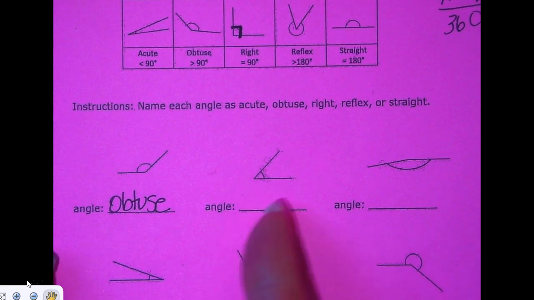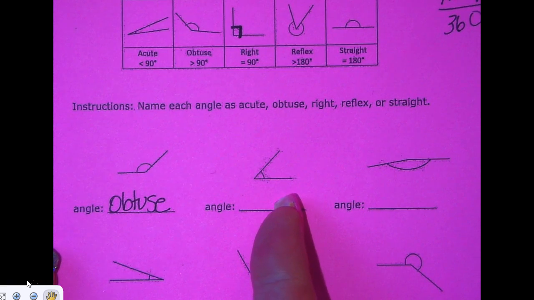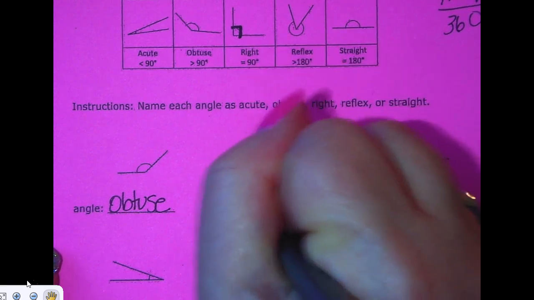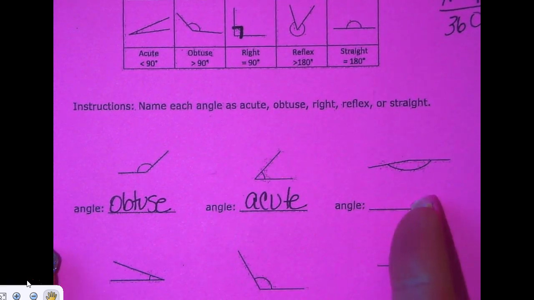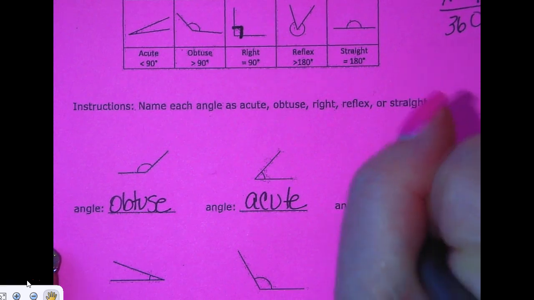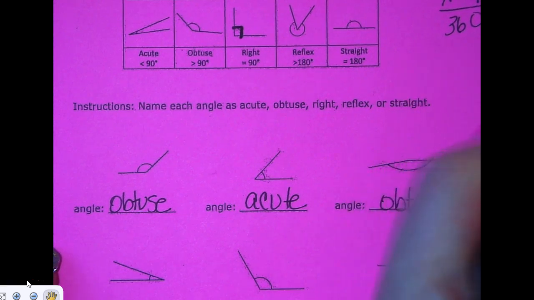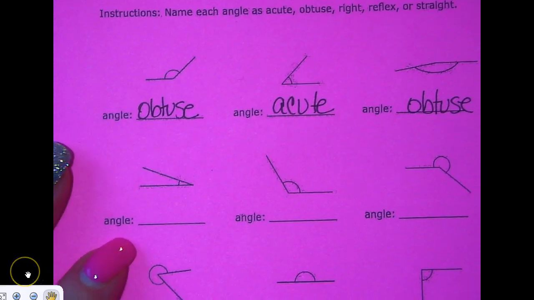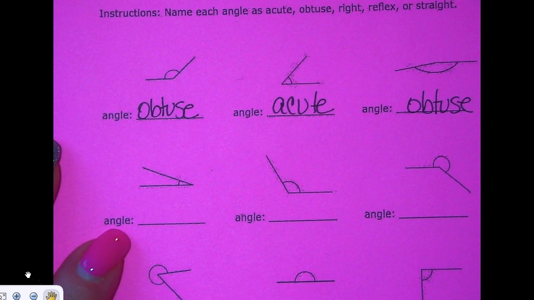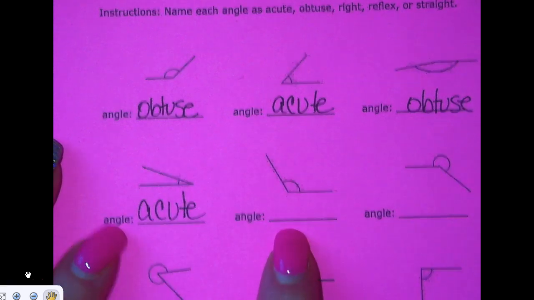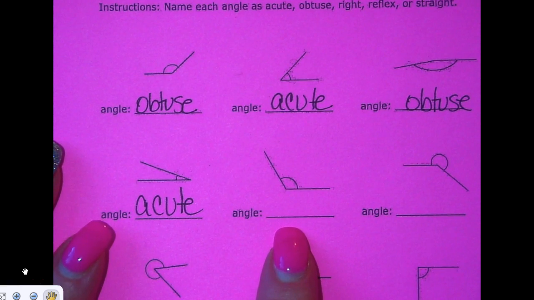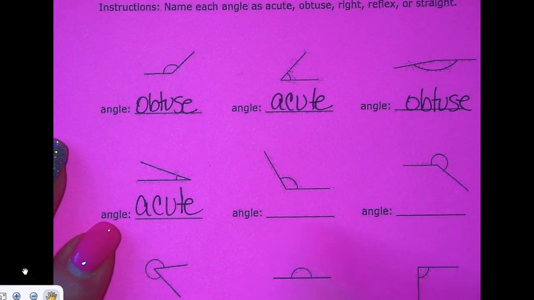This next angle right here, what would that one be? Raise your hand. Anna? Acute. It's a cute little angle. All right. This third one, Alexis, obtuse. Going to the next row. What's this first one right here? Autumn. Acute. This next angle right here. Ollie. Obtuse.